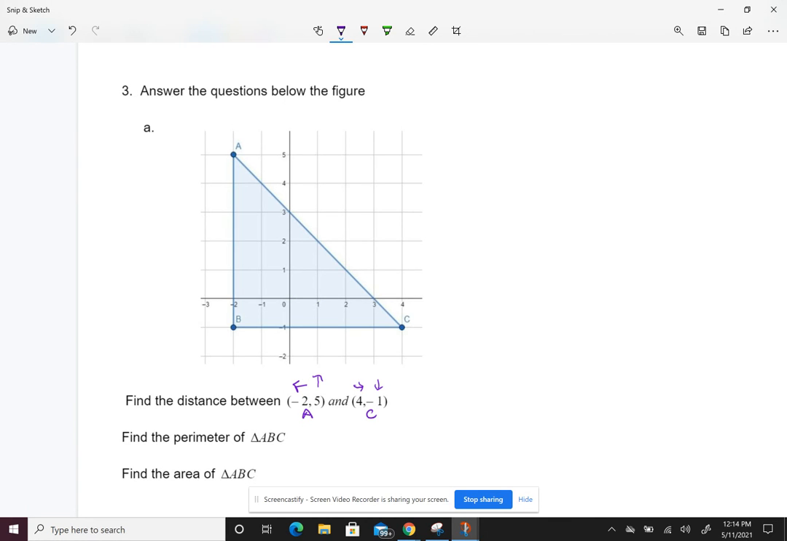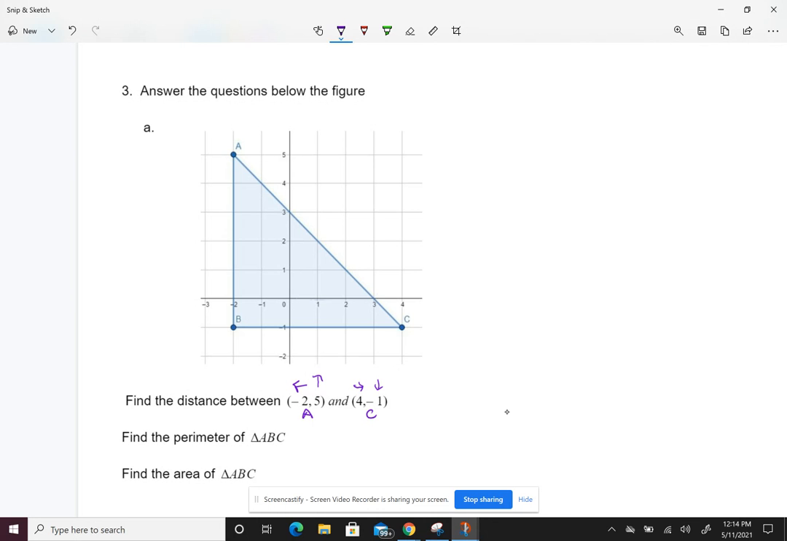Okay, so in order to find the distance between A and C, we notice that this is a diagonal line. The moment it's a diagonal line means that I cannot count. You can't just go, oh, this is 1, 2, 3. Doesn't work that way, not with a diagonal line. So what we have to do is turn this into a right triangle. It's already a right triangle. So now I've got to find A and B.